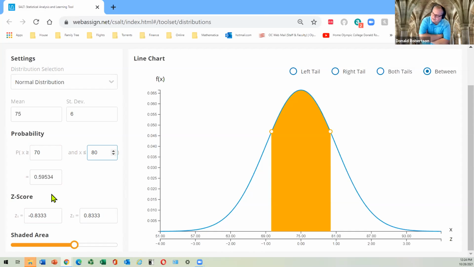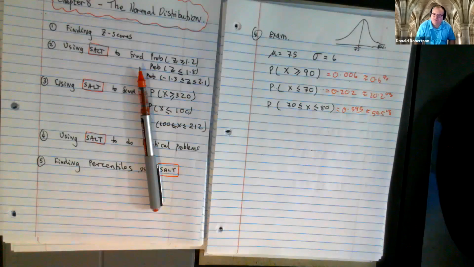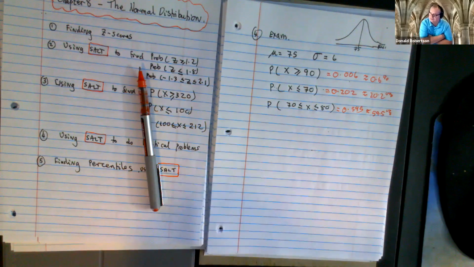Can I basically find anything I want now? Can I find percentage bigger than 82? Percentage of the students less than 55, just by using SALT? It's a very powerful tool that if your data is normally distributed and all you know is the mean and standard deviation, you pretty much know everything that you need to know. Agreed?